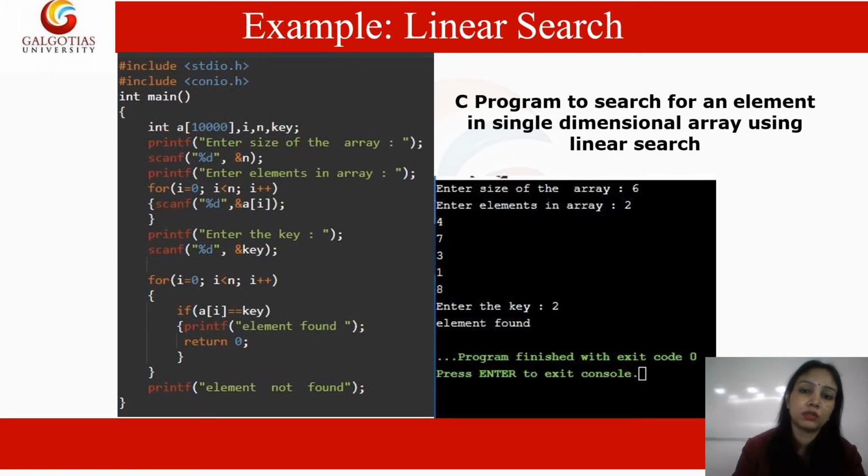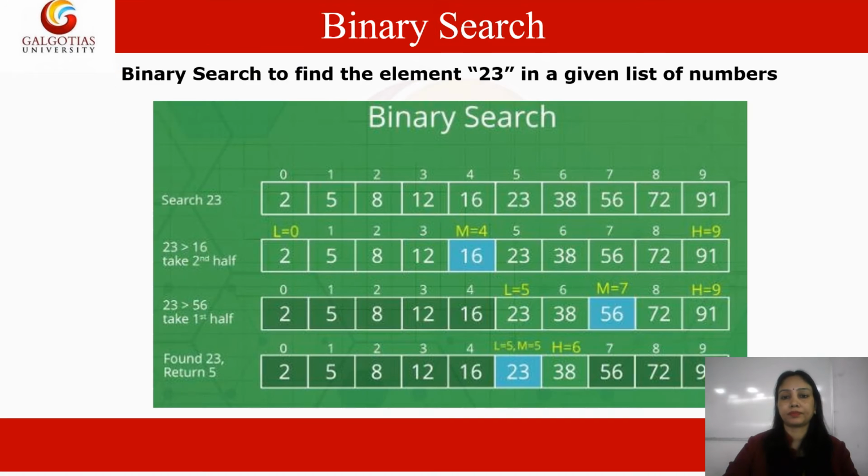Element found. So now I hope this linear search is clear. It was explained with that algorithm, as well as with the help of one C program for linear search, which comes under sequential search. So this is that program for linear search.